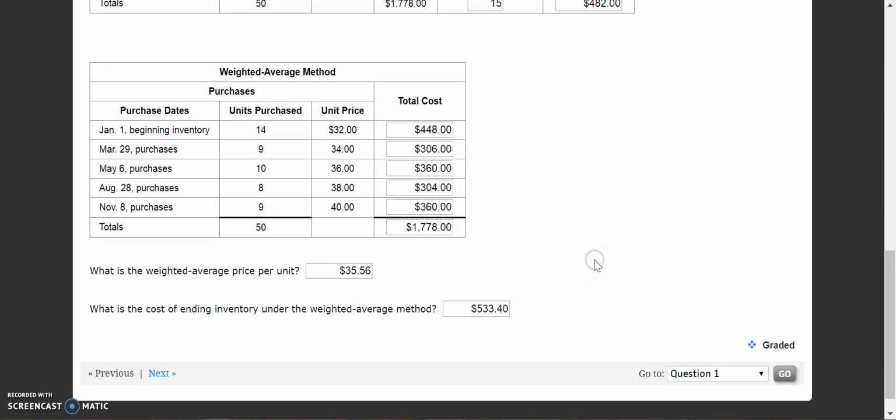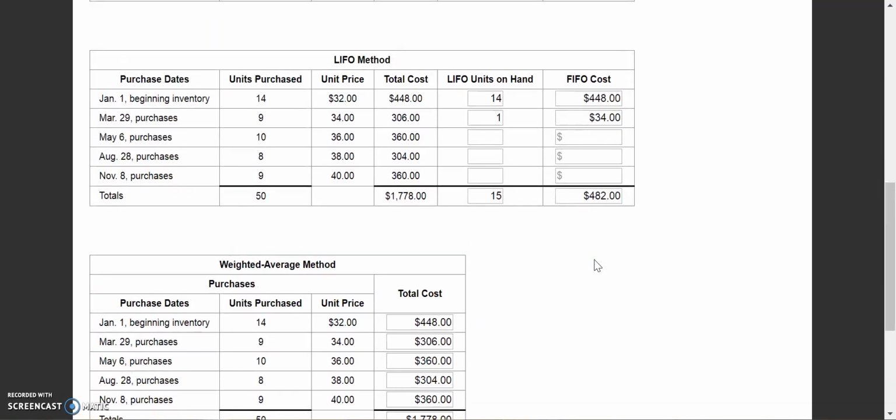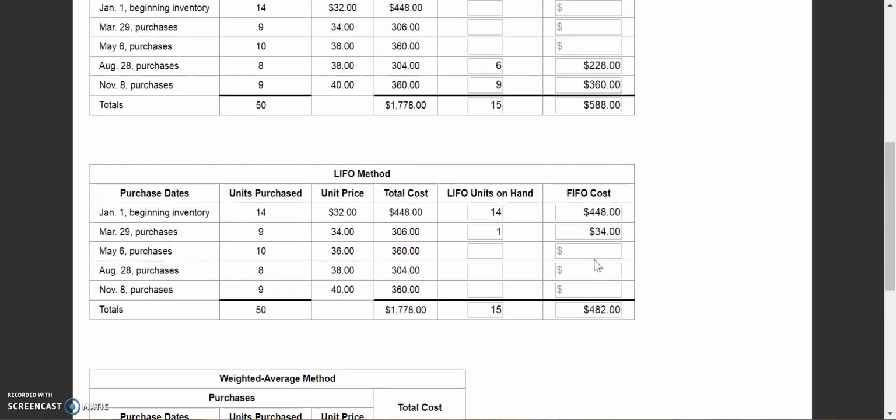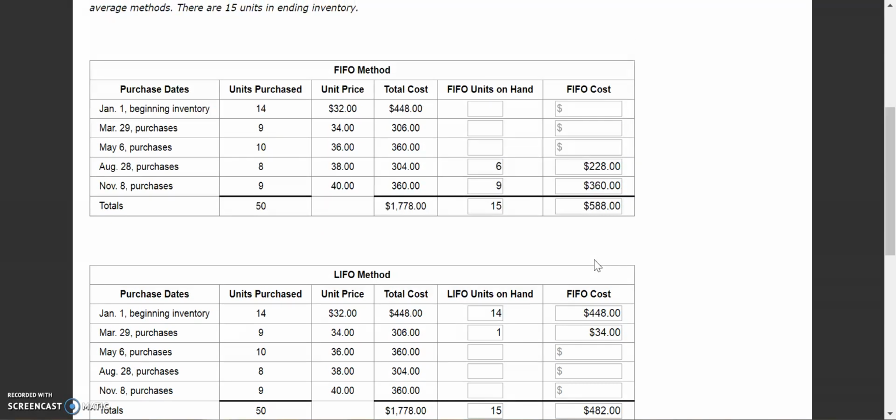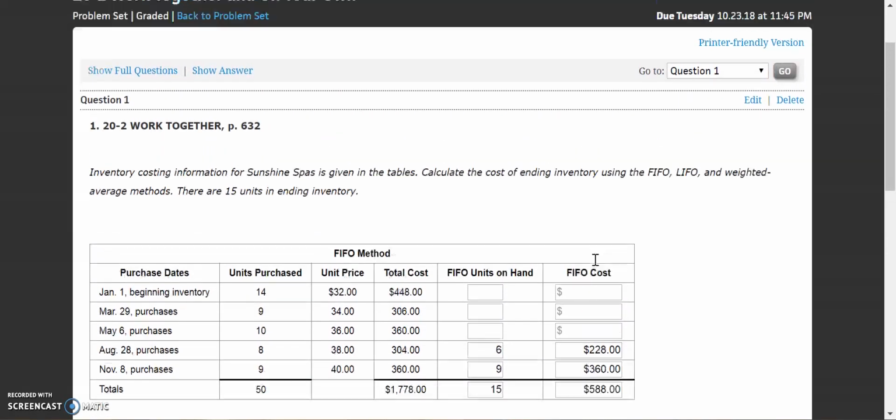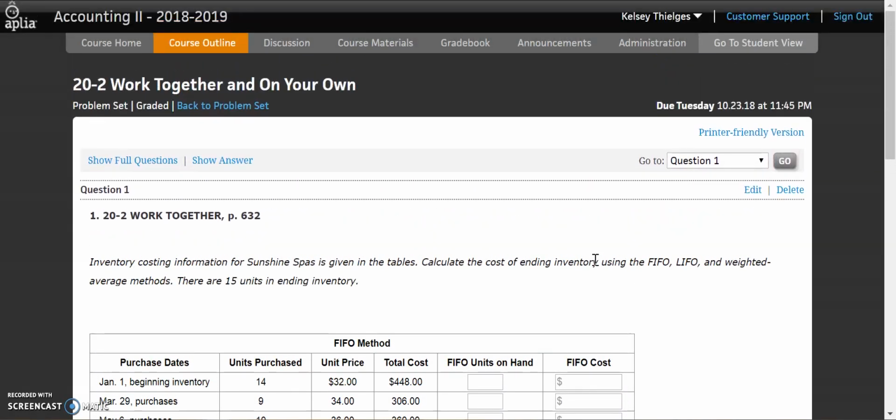So really, you just need to remember where to start if we're doing LIFO versus if we're doing FIFO. With that being said, you can head over and do your 20-2 on your own as well as your application, and don't forget those terms and questions.